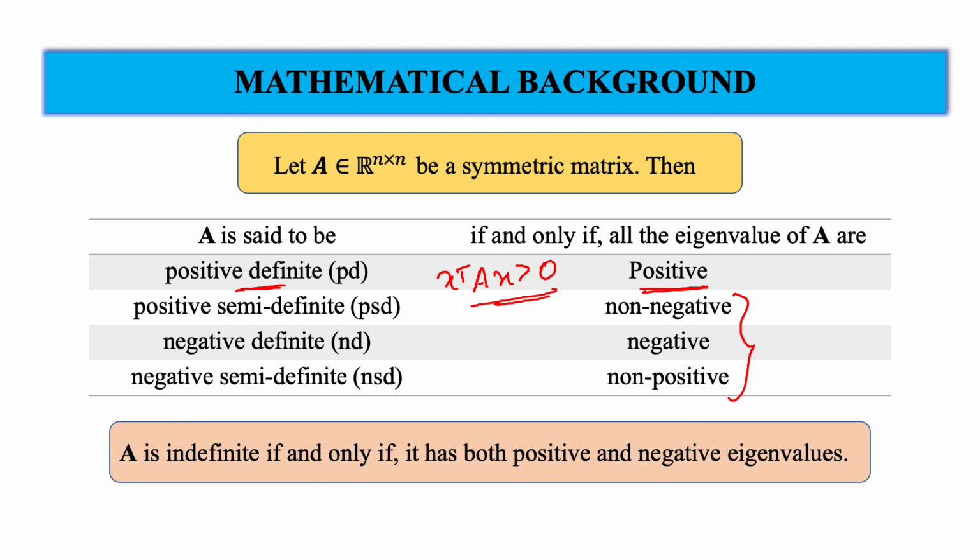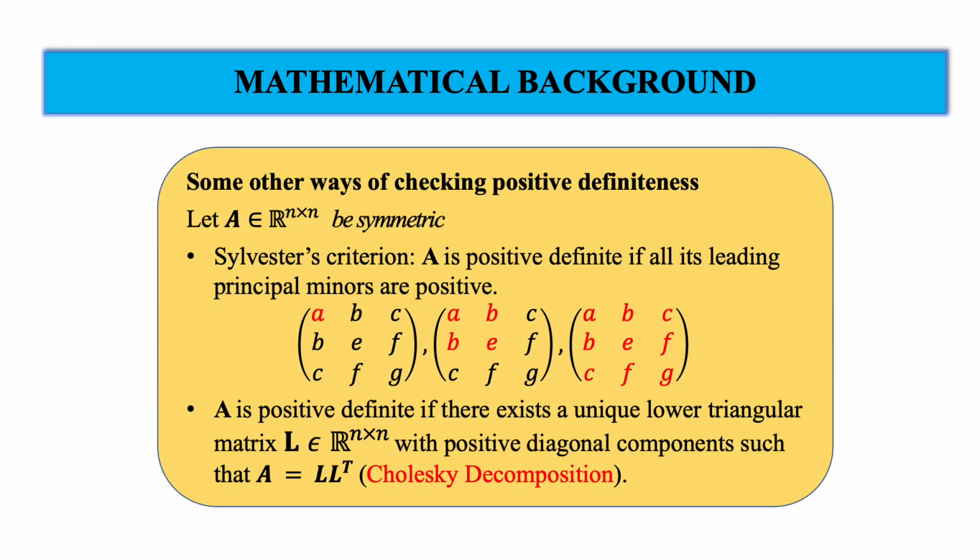Now A is indefinite if and only if it has both positive and negative eigenvalues. Now apart from checking the eigenvalues of a matrix to find out whether it is positive definite or not, there are some other ways. So again we start with a symmetric matrix.